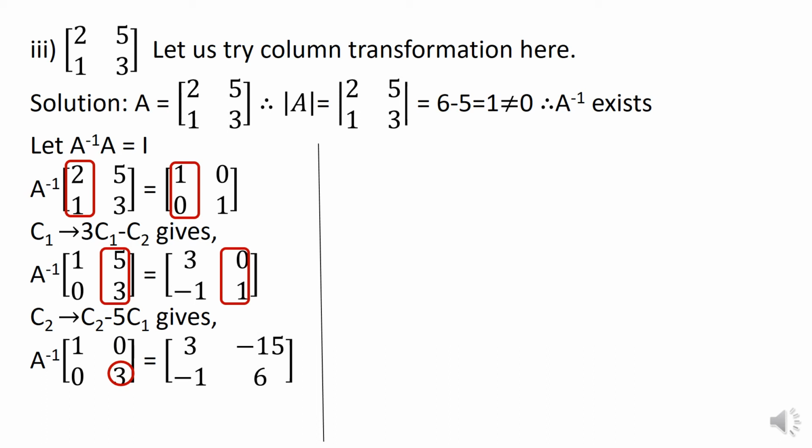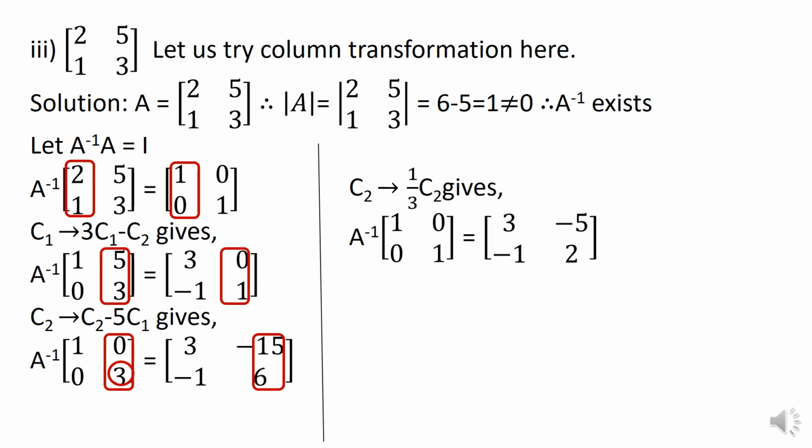In the next step, we have to convert 3 as 1. As a result, this will transform both the second column of LHS and RHS. 3 can be converted into 1 by multiplying by its reciprocal. That is 1 upon 3 into C2 we are doing now. Thus we get the second column changed. So we get 1, 0 and 0, 1, that is the identity matrix. On the RHS also you can see that the second column has changed. Thus we get the answer, that is A inverse as 3, minus 5, minus 1 and 2.